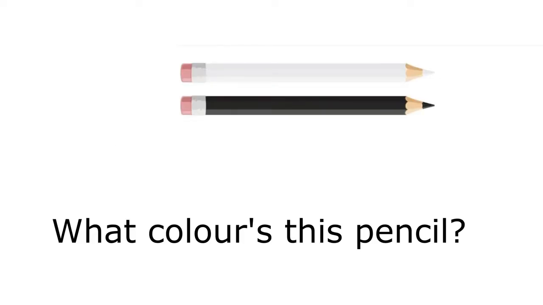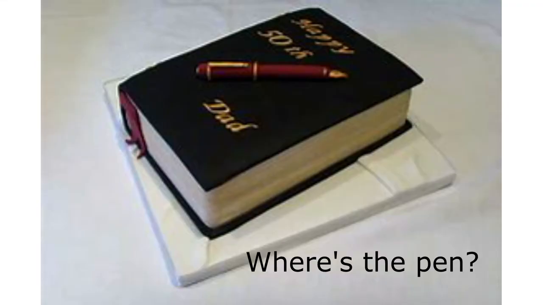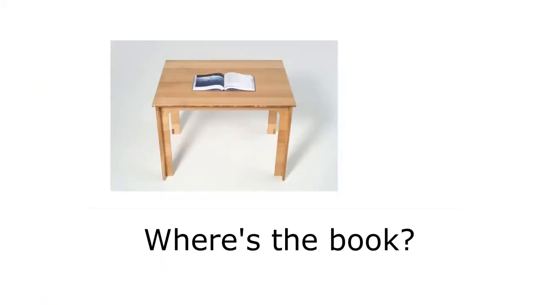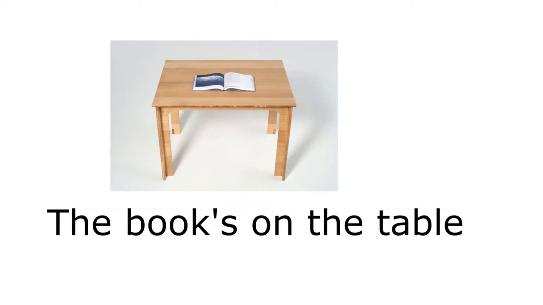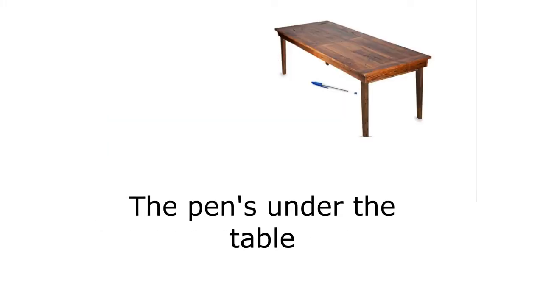What colour? What colour's this pencil? This pencil's black, white, etc. 6, 7, 8, 9, 10. Where? Where's the pen? The pen's on the book. Where's the book? The book's on the table. Where's the pen? The pen's under the table.